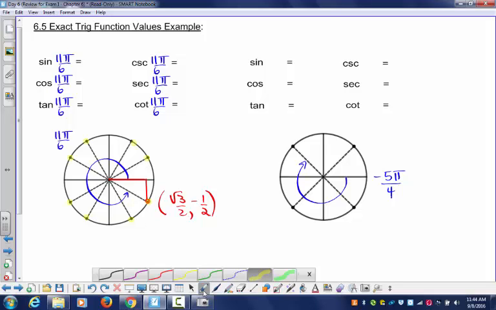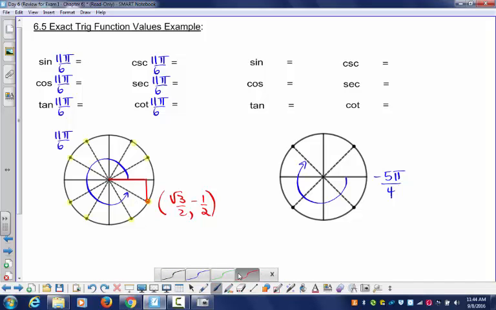So when we're in quadrant 4 over here, the x is longer than the y. So the root 3 over 2 goes with the x and the 1/2 goes with the y. And then we're in quadrant 4, so y is negative. So what is sine of 11 pi over 6 then? Negative 1/2.